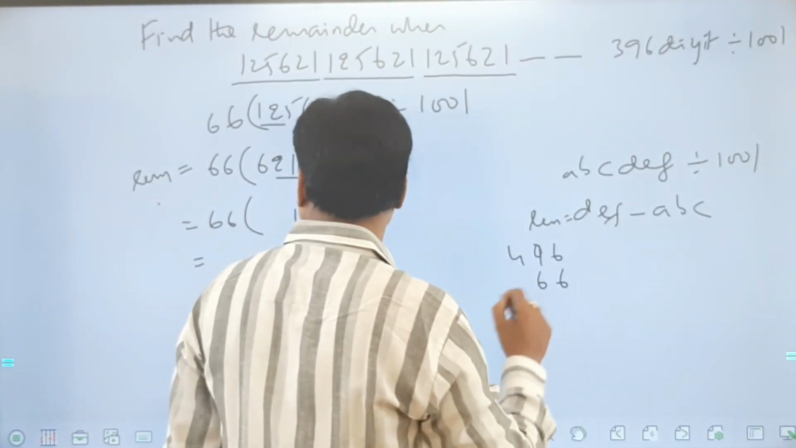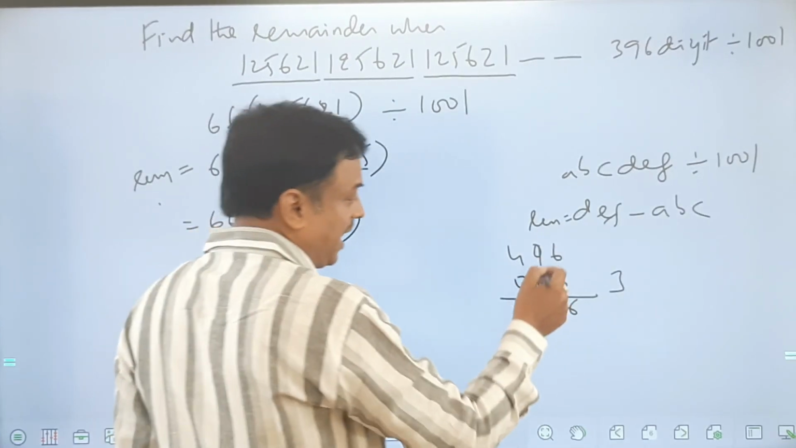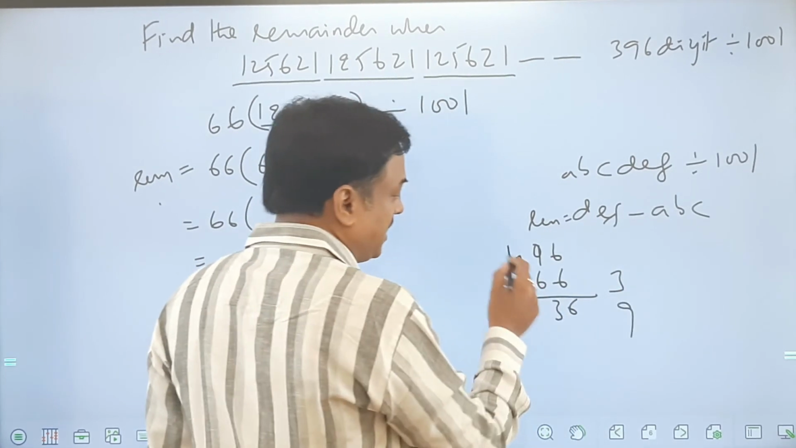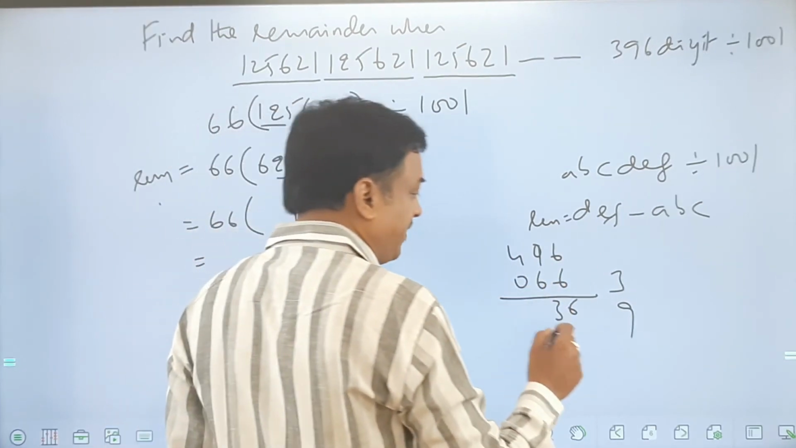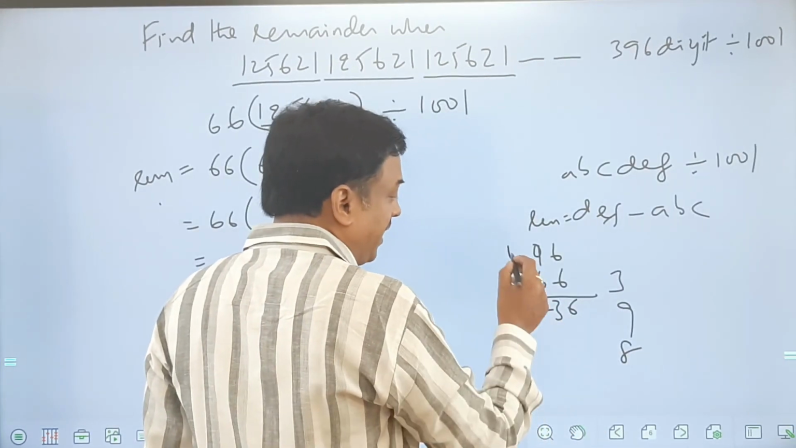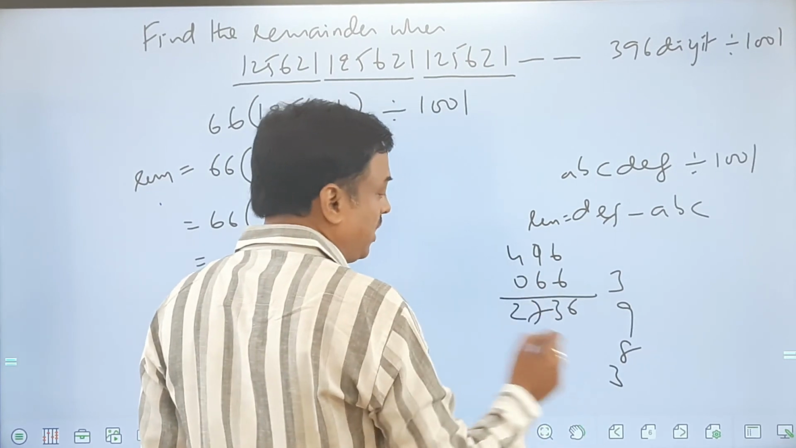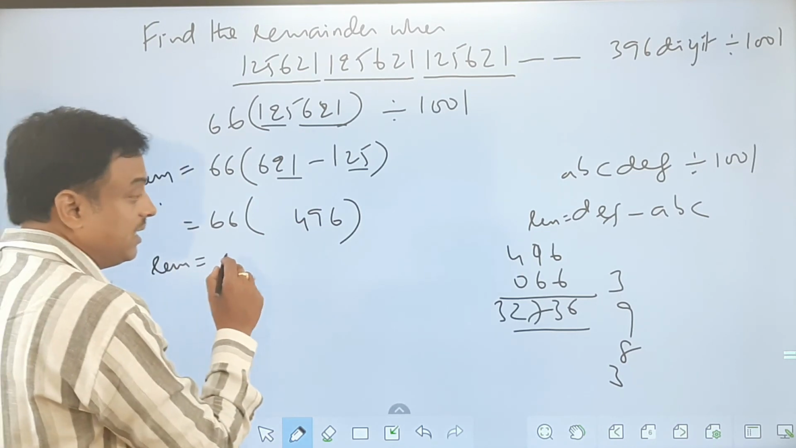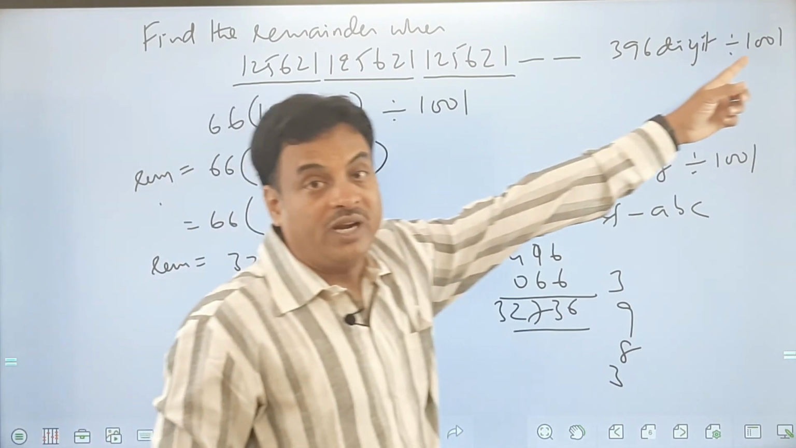496 multiplied by 66, keeping a 0 here, it's 36, 3 carry. 54 and 36, 90, 93, it's 9 carry. Then this is 24, 0, 54. 24 and 54, 78, and 9, 87. So 7 and 8 carry here. Finally, this is 24. 24 and 8, 32, 3 carry. And 0 and 3, this is 3. So finally I got something like remainder as 32736. But this number cannot be a possible remainder for 1001.